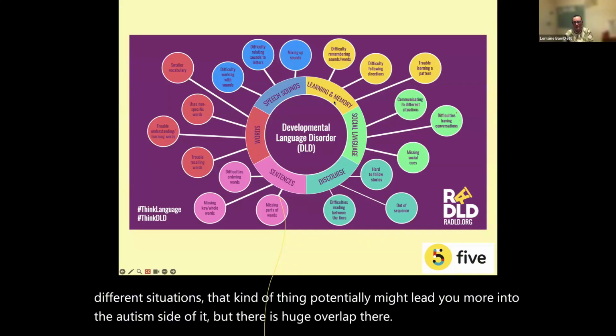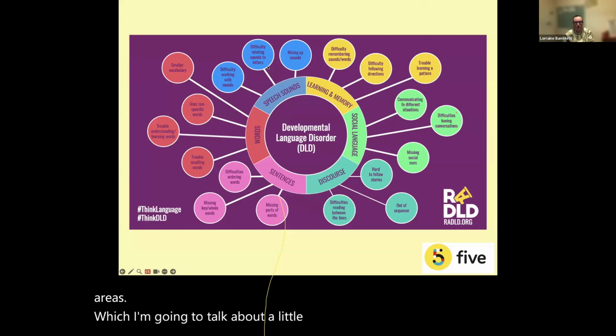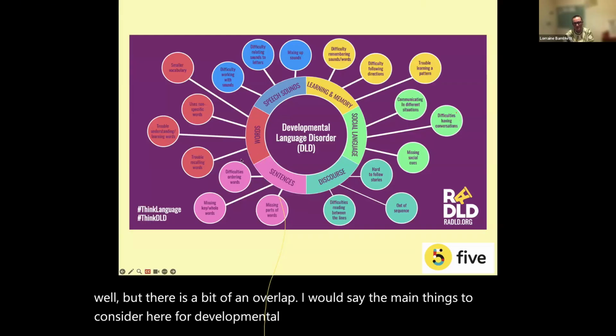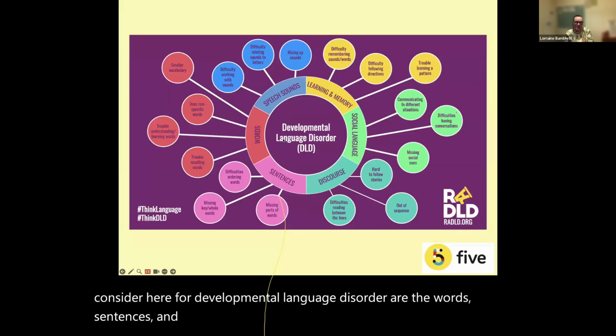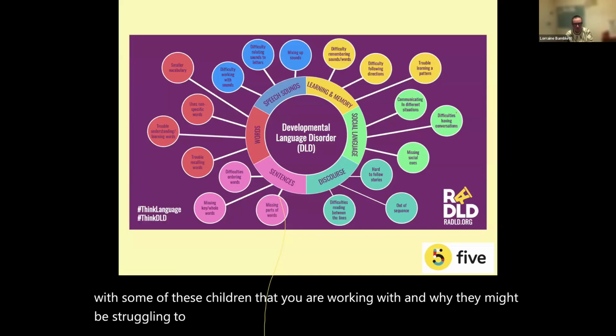Learning and memory is really a part of it as well, and these speech sound areas, which I'm going to talk about a little bit with speech sound disorder as well, but there is a bit of an overlap. I would say the main things to consider here for developmental language disorder are the words, sentences, and discourse. They are your key things to really think about with some of these children that you are working with and why they might be struggling to form sentences, think of words, understand what you've said to them.